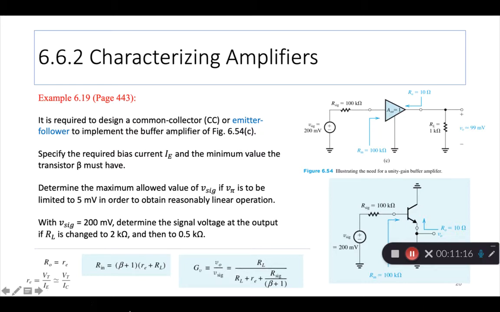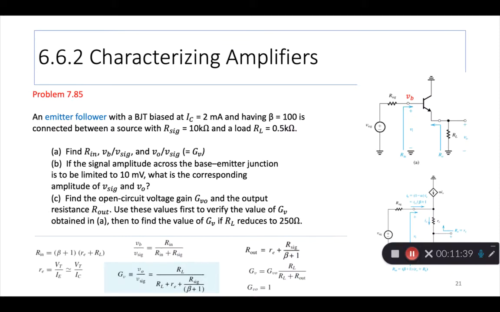The overall GV comes out to be 0.5. Remember, GV is including the load resistance, so that's not unity. Unity is only this portion, without the load. It's the open circuit voltage gain. So that's 1 always. All right, nothing more here. I will let you read through it. If you have any questions, let me know.